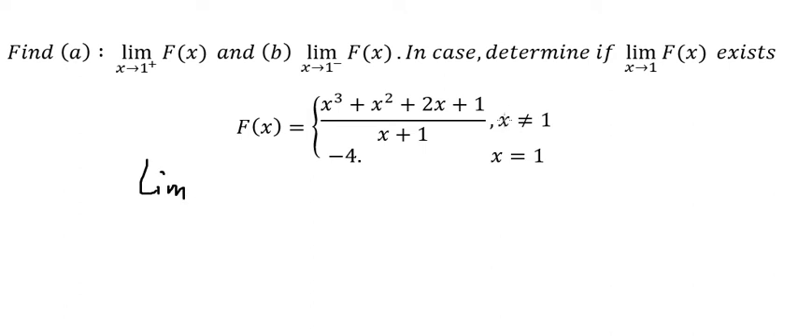So we have s is not equal to number 1. When s approaches number 1 on the right, we just consider this one only. We put number 1 in here, here, and here. We calculate this one and we get 5 over 2. Similar for this one.